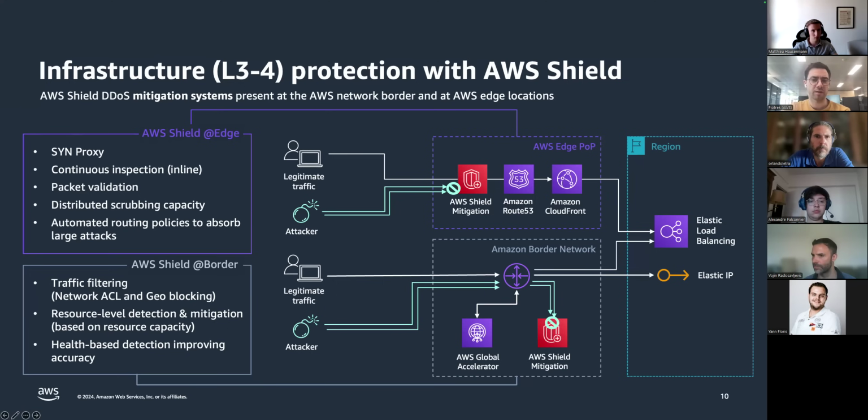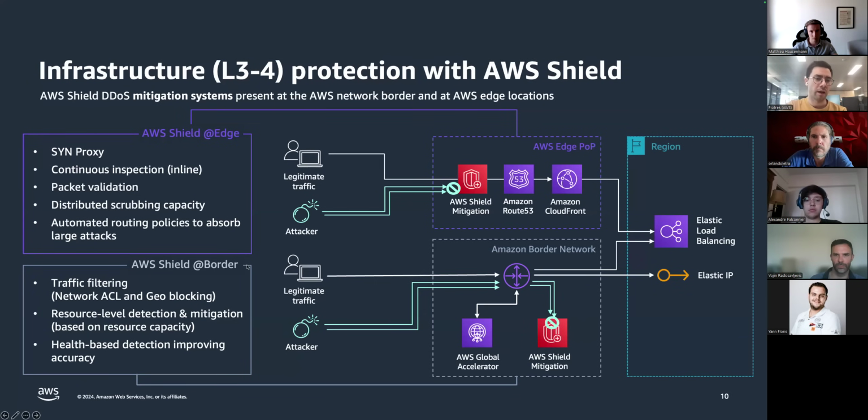edge locations, Amazon CloudFront and Route 53 services continuously inspect the traffic with AWS Shield mitigation infrastructure. And mitigation at edge brings a bit more features like packet validation and SYN proxy. And its distributed nature, the fact that it's being applied at these hundreds of locations, simplifies capacity distribution to absorb large and very large DDoS attacks.